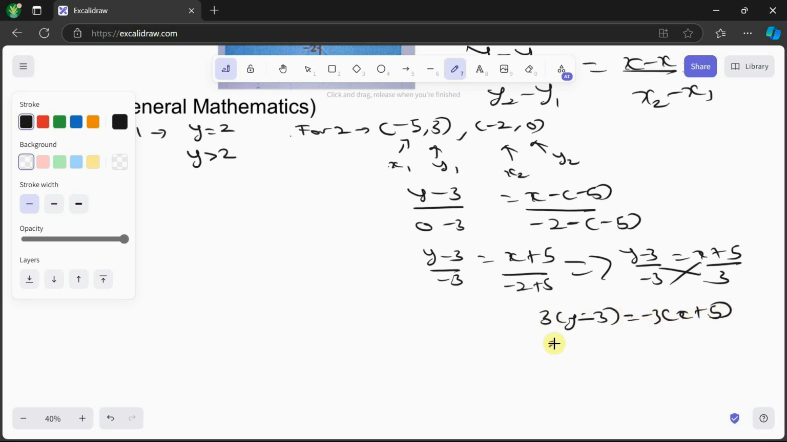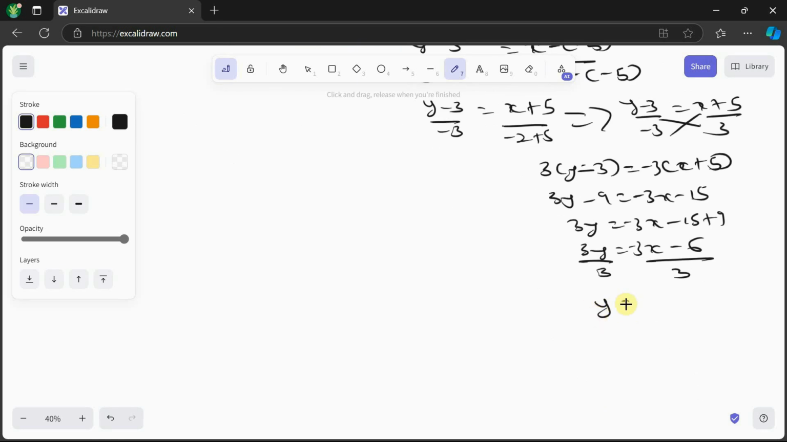So 3 times that will be 3y. This will be minus 9 is equal to minus 3x minus 15. So let's take all of these guys to the other side. That will be 3y is equal to minus 3x minus 15 plus 9. So this will be 3y is equal to minus 3x minus 6. And if I divide both sides by 3, this will be y is equal to minus x minus 2. This is the equation of the line.